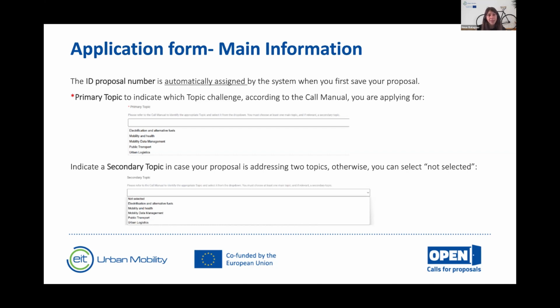What is not mandatory is the second topic, but it could be that you identify that your project can also have impact in a secondary topic. In this case you can also choose one, but as I mentioned, it's not mandatory, or select non-selected. That means that no other second topic is related to your proposal.